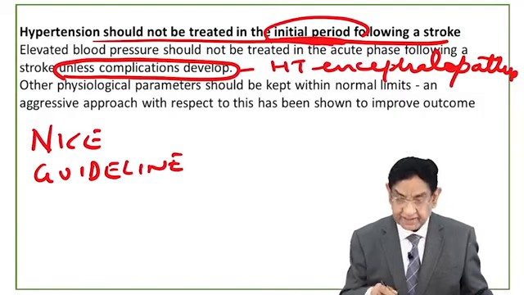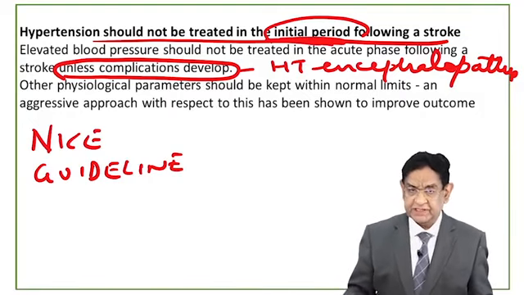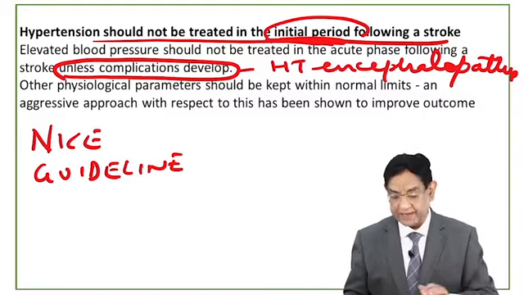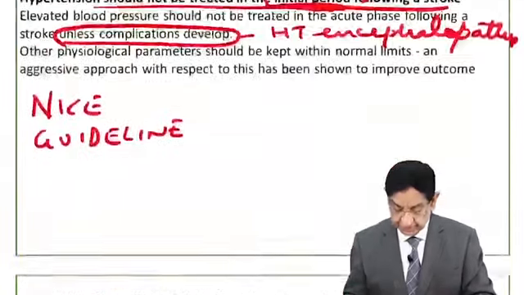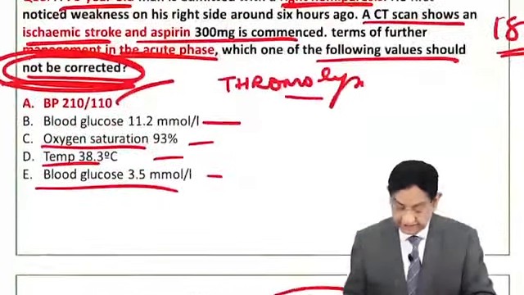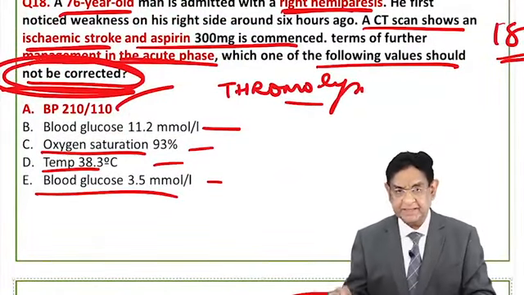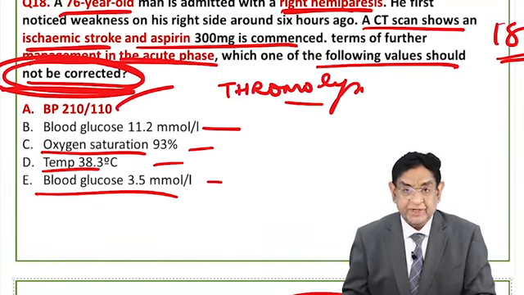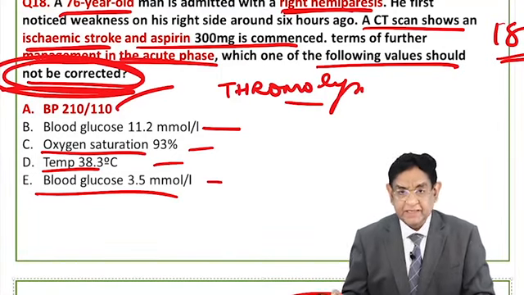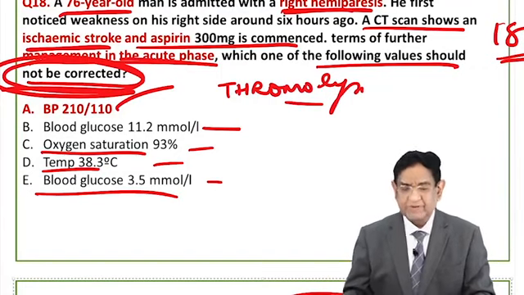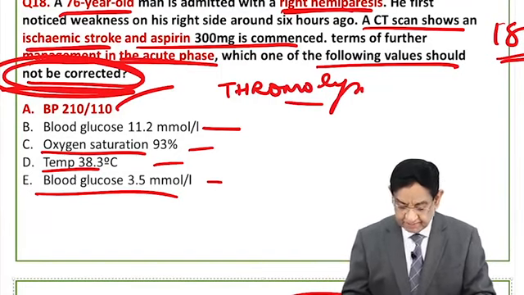Other parameters, as I told you, glucose, temperature, and oxygen saturation are to be kept in the normal range. I will be talking more about this BP management in the coming question also. But as of now, something very shocking or unbelievable. This is the reason behind that, which I am going to discuss in a couple of minutes only.